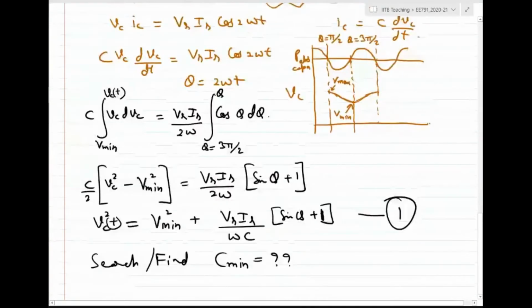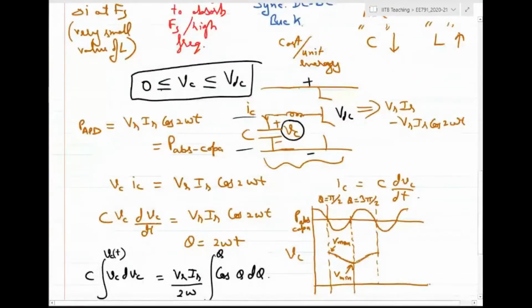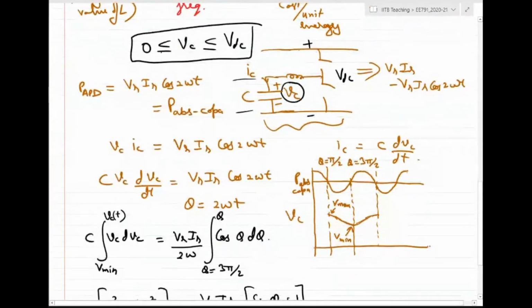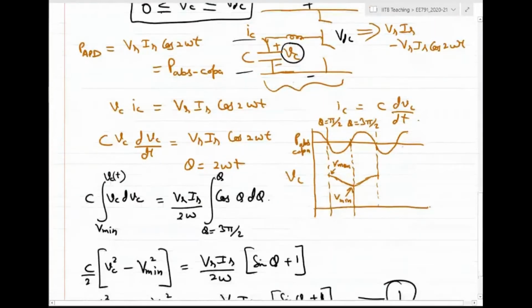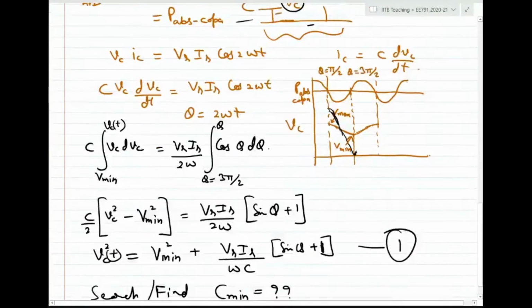So when will the minimum value of C be required? The C minimum would be required if, as I told you, this capacitor allows for full swing of voltage. That means this capacitor voltage touches 0, so the V min is 0. That is where the capacitor utilization would be maximum.